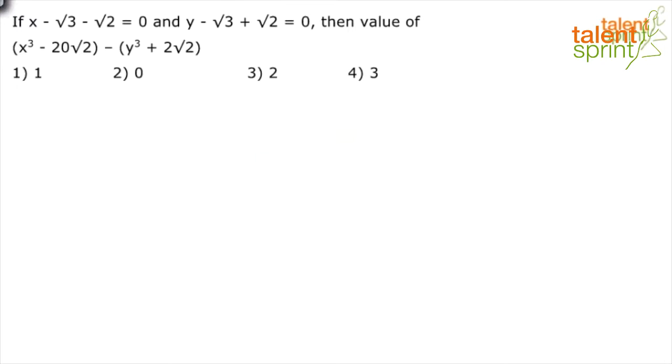Here's the next question. Now this is based on algebra. It says x minus root 3 minus root 2 equals 0 and y minus root 3 plus root 2 equals 0. Then what is the value of x cube minus 20 root 2 minus y cube plus 2 root 2? Done? 0 is the answer.